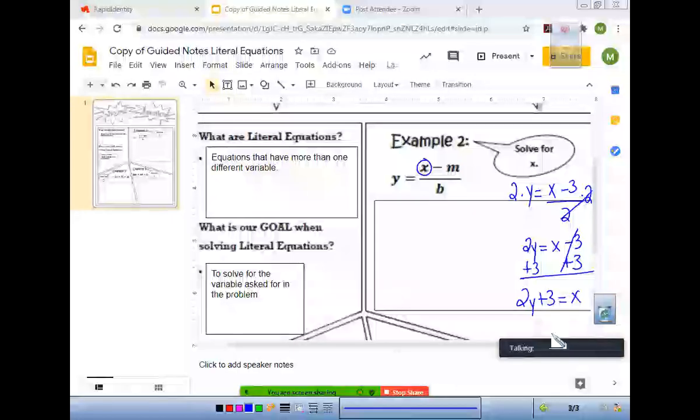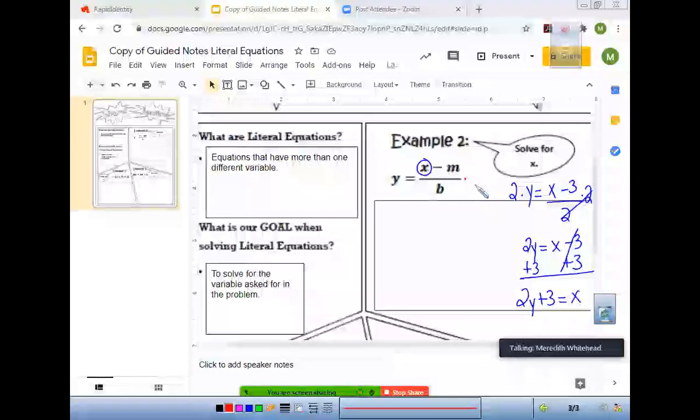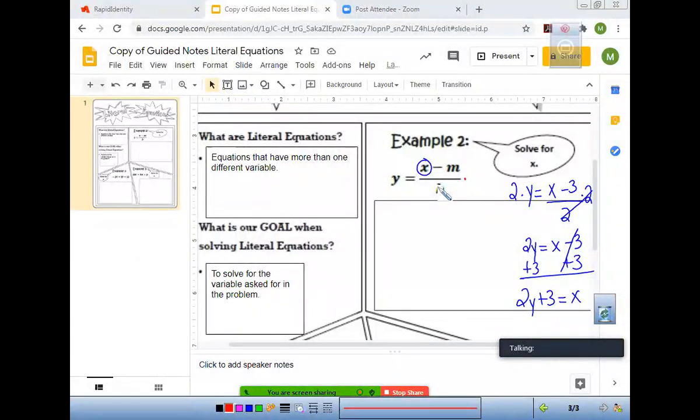Now take what we just did and let's apply it to this example where we have more variables. We don't have numbers in that place. How are we going to get x by itself? What are we going to start with? Multiply by b on both sides. So that's going to give me b times y, or by, equals x minus m.